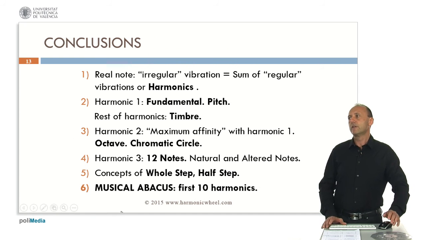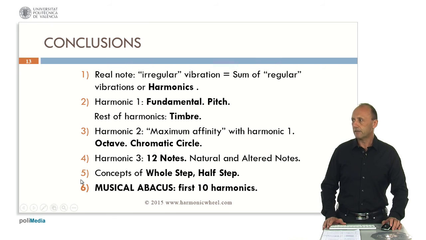As conclusions, any real note has an irregular vibration which is equivalent to a sum of infinite regular vibrations or harmonics. The harmonic 1 is called fundamental and defines the pitch of the real note. The rest of the harmonics determine the timbre of the sound. After harmonic 1, the most important one is harmonic 2. We are used to hear these 2 harmonics at the same time, so for us they have the maximum possible affinity. To the extent that in music we assign the same name to the notes corresponding to these 2 harmonics.